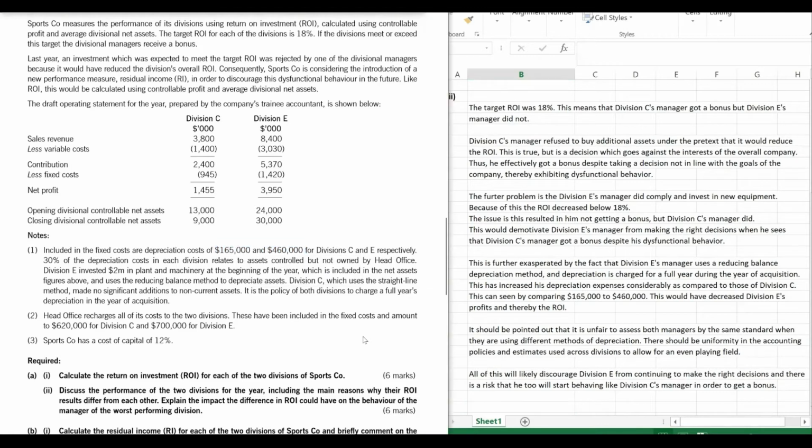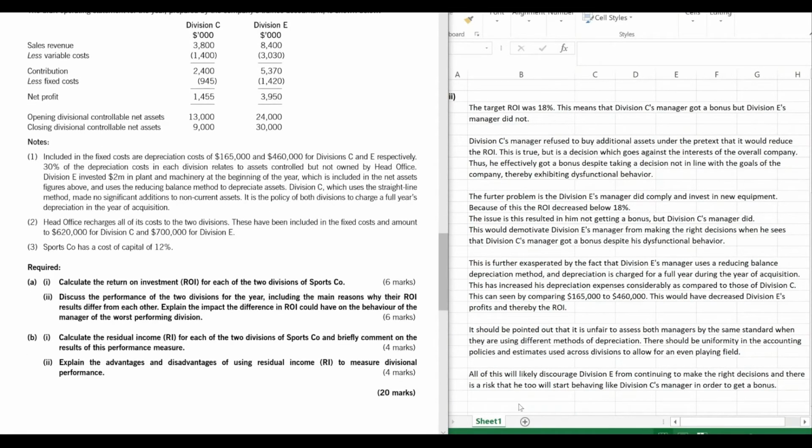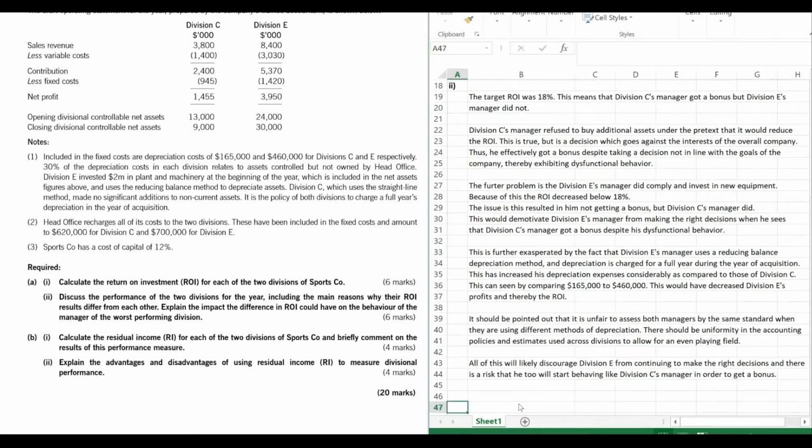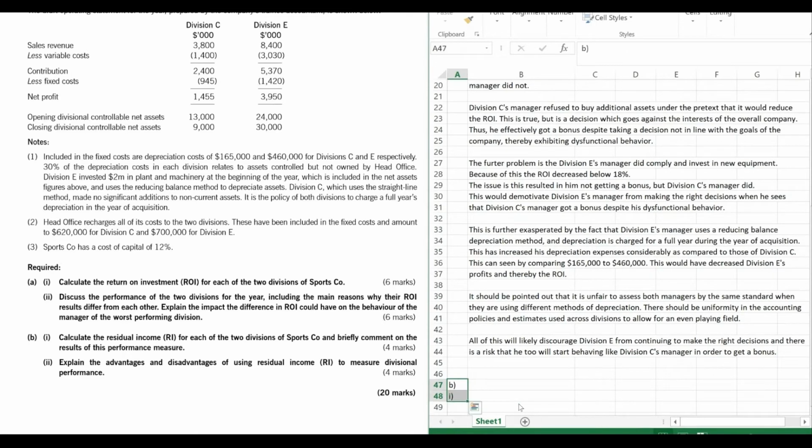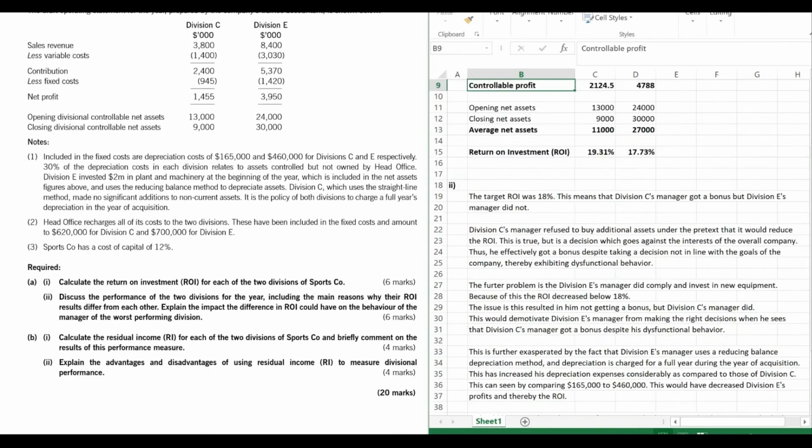We've covered that. Okay, after that, let's move on to the second part, part B, part 1. Okay, let's make this bold. Calculate the residual income for each of the 2 divisions for SportsGo and briefly comment on the results of this performance measure. So residual income, what was the formula?